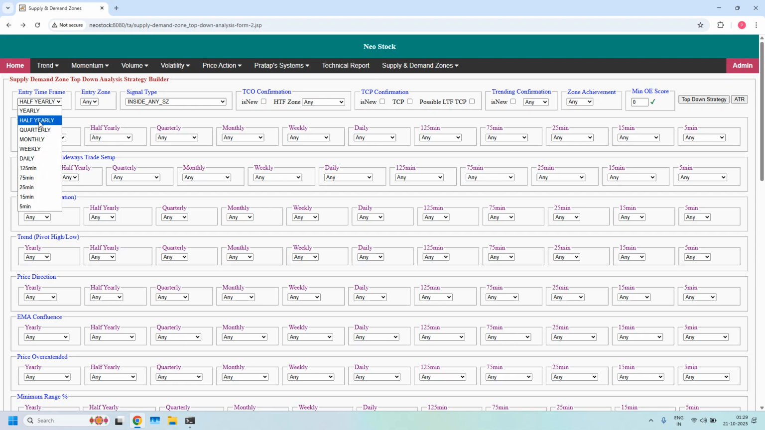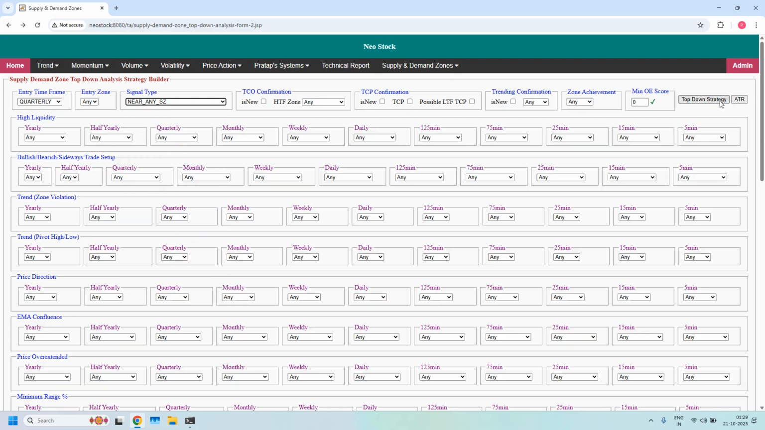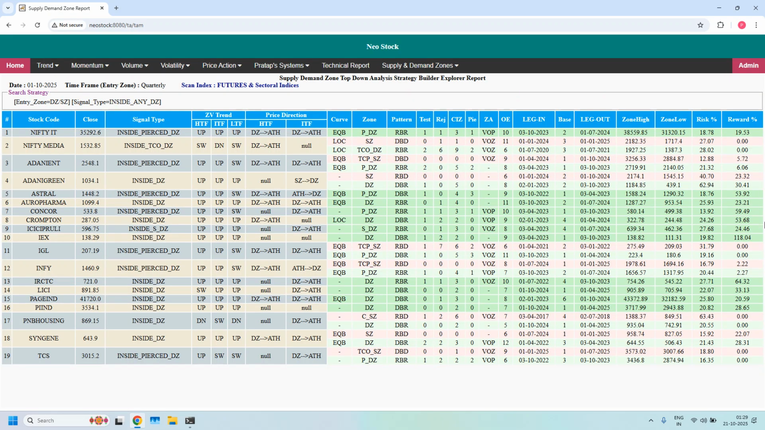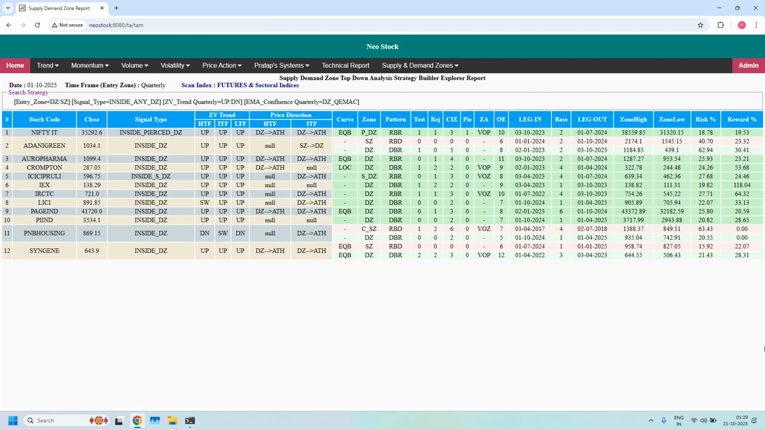Next time frame is quarterly. Stocks near quarterly demand zone: no stocks. Stocks near quarterly supply zone: no stocks. Price closed inside quarterly demand zone. We got 19 stocks. We can further filter this list based on the quarterly demand zone having quarterly EMA confluence. At the same time, the trend on the quarterly should not be sideways. It can be up or down. So we got 12 stocks out of 19.